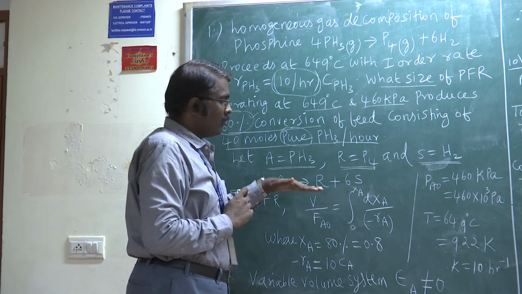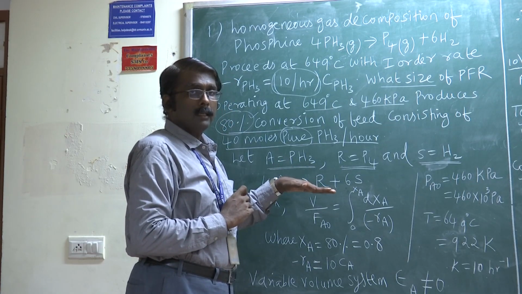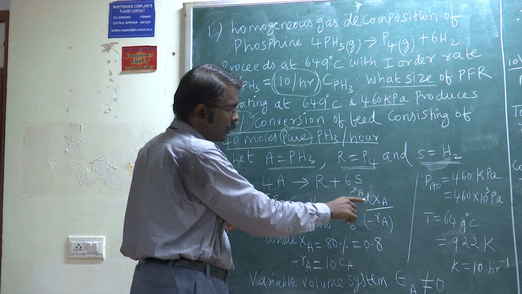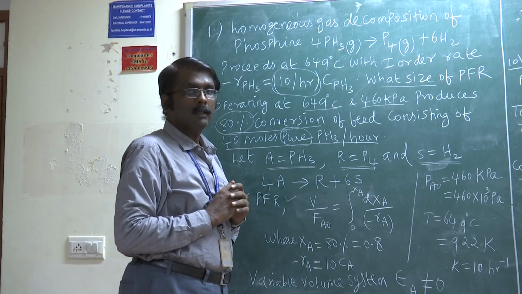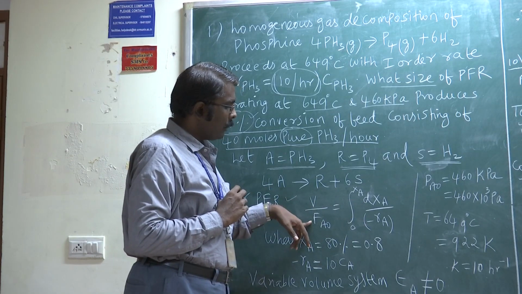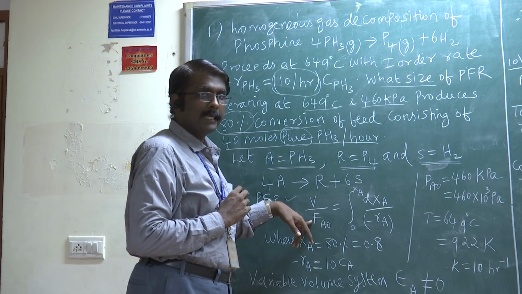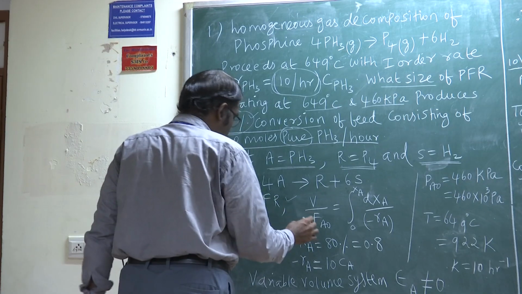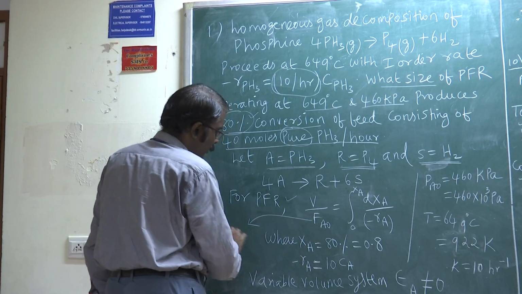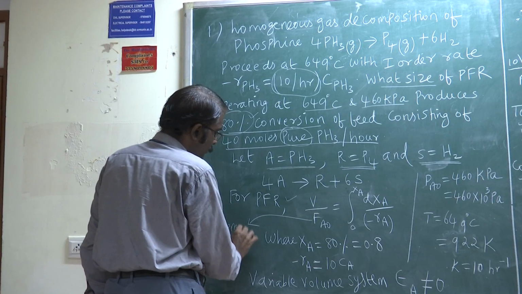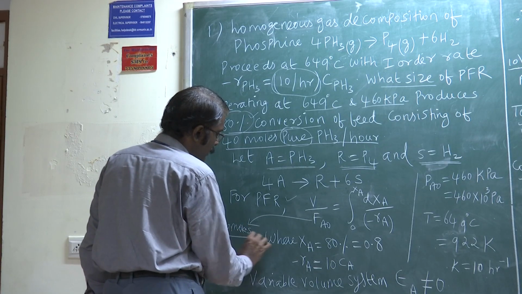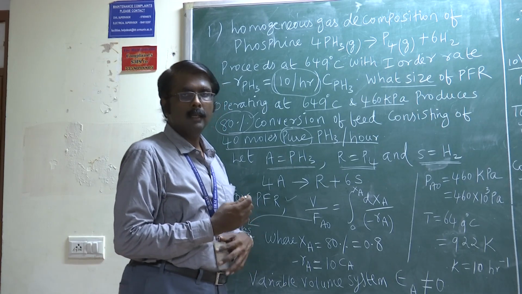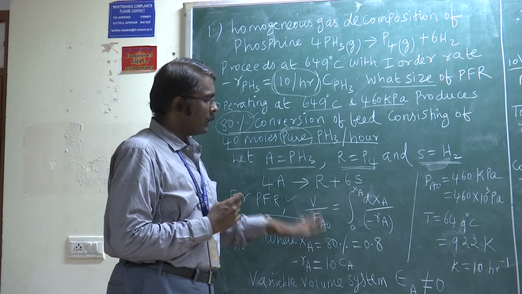Now, since we are dealing with the plug flow reactor, for a PFR the performance equation is V by FA0 is equal to integral of dXA by minus rA. Here V is the reactor volume, and FA0 is the number of moles of A entering into the reactor per unit time, also called the molar feed rate. This FA0 value is given as 40 moles per hour. So 40 moles of pure phosphine is entering into the reactor per hour. So the FA0 value is given data.